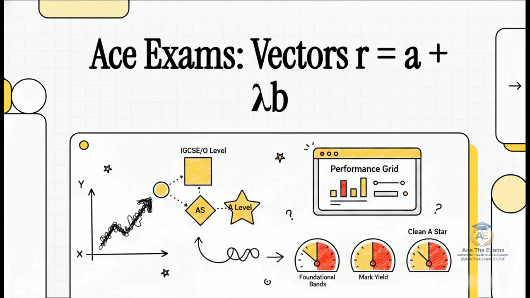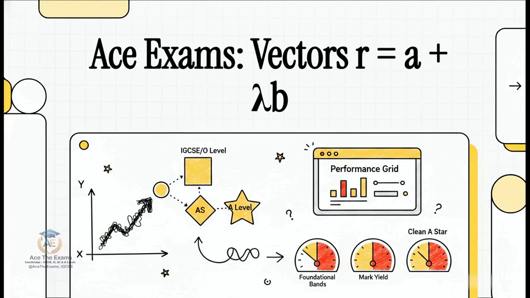Whether you're sitting for your IGCSEs, O-levels, AS, or tackling the incredibly rigorous A-level mathematics syllabus, there is one specific topic that acts as the ultimate gatekeeper to those elite marking bands. We're talking about the theoretical architecture and the technical methodology of vectors. More specifically, mastering the equation of a line, r equals a plus lambda b.